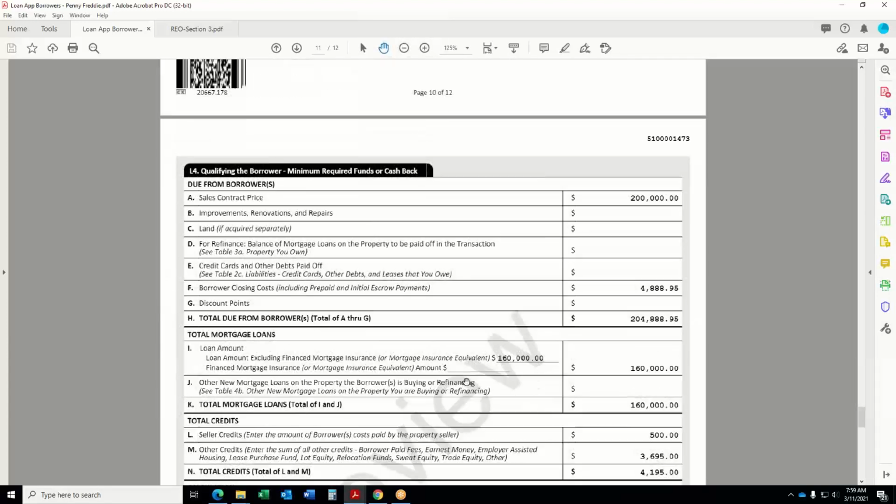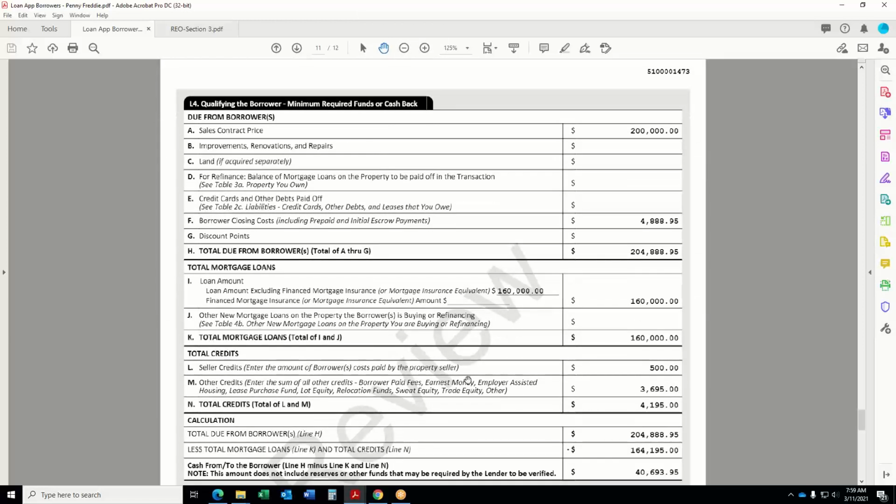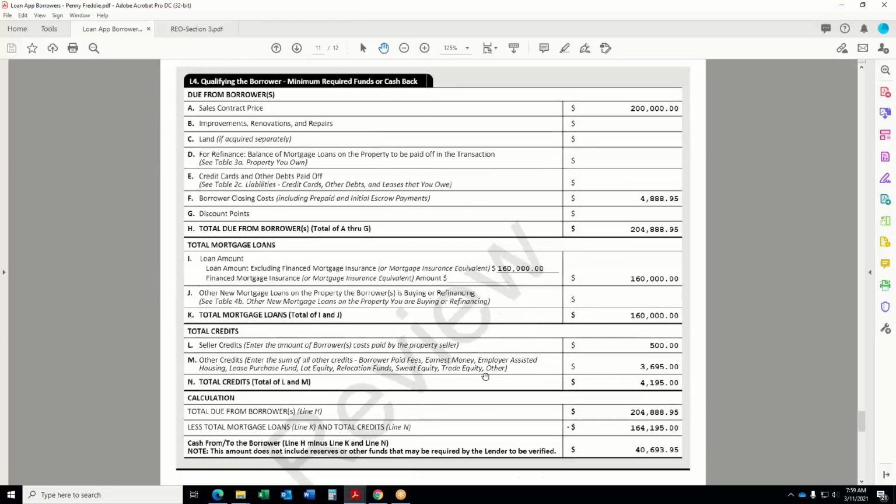Now, you might have noticed that we haven't reviewed the details of transaction section, and that is because it has been replaced with qualifying the borrower. It has a lot of the same detail that you're used to seeing. It's just presented in a format that's clean and clear for the borrower to review.